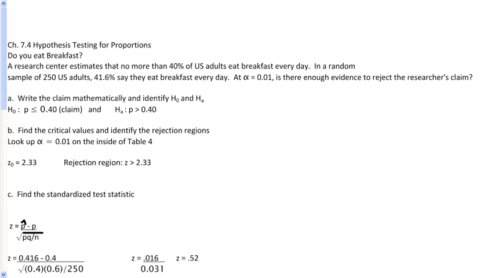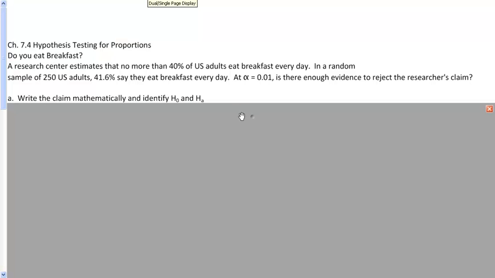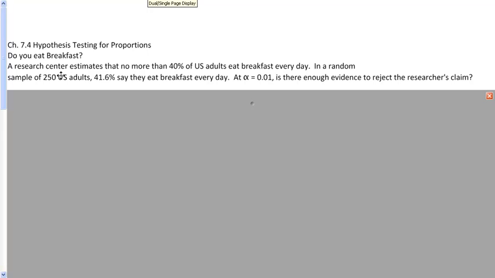This comes from 7.4 hypothesis testing for proportions. And what we're going to do is look at this problem about eating breakfast. This problem says that a research center estimates that no more than 40% of US adults eat breakfast every day. In a random sample of 250 US adults, 41.6% say that they eat breakfast every day. At alpha equal to 0.01, is there enough evidence to reject the researcher's claim?